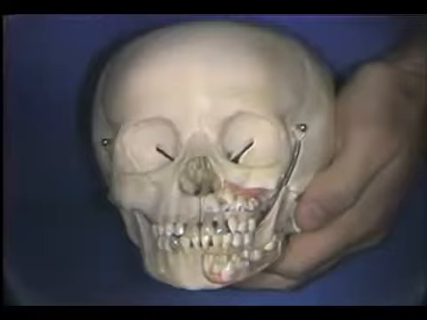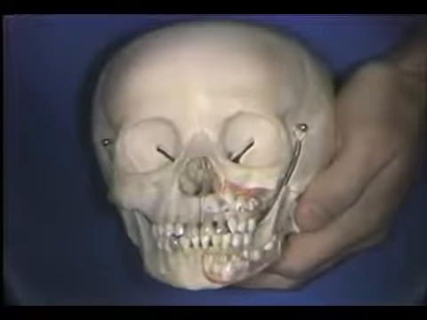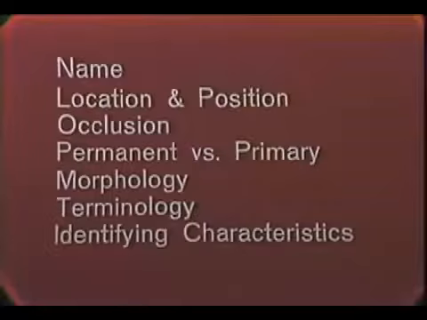In this presentation, we will discuss the anatomy of the primary teeth. Our objectives in today's presentation are to identify these teeth by name, location, and position, to discuss a little bit about the occlusion, and to discuss rather extensively the differences between the primary teeth and the permanent teeth, to discuss the morphology on some of these primary teeth, as well as the differences in terminology, and to get some identifying characteristics of some of these teeth.